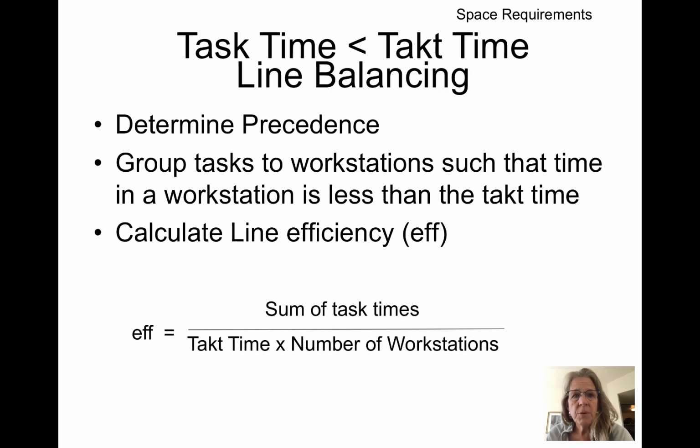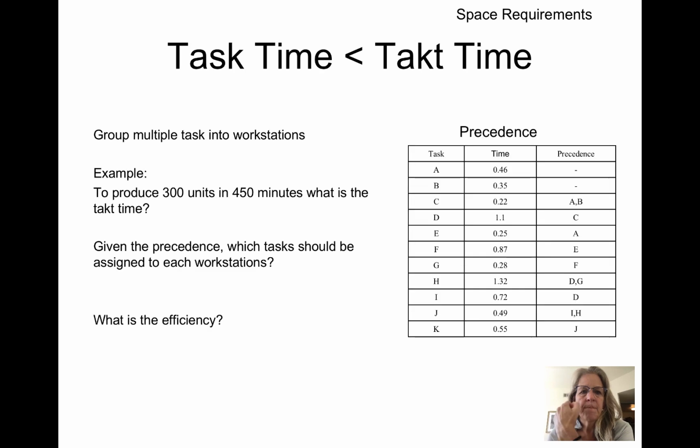So the next example is if task time is less than takt time, which means we can group tasks together into workstations. So if we're going to do that, we need to understand the precedence. So we're going to group tasks into workstations such that the time in each workstation is less than the takt time, and then we'll calculate efficiency again. So I'm going to go through an example as a way of illustrating this.